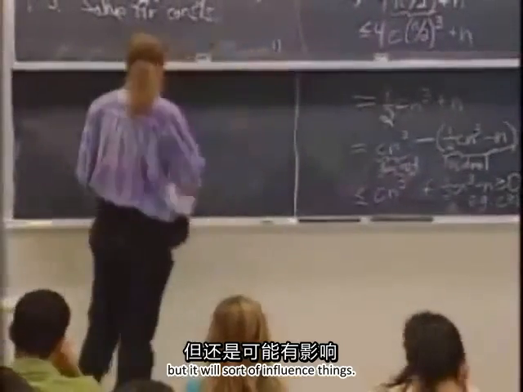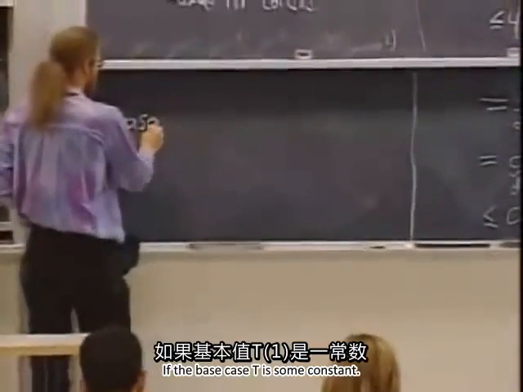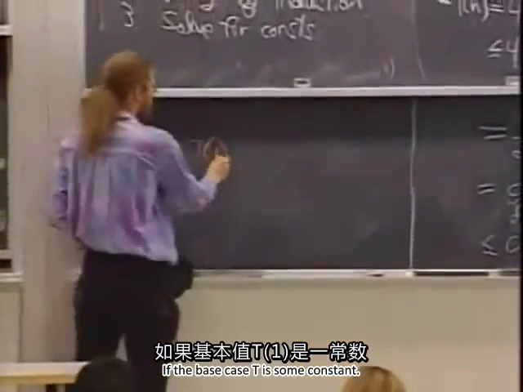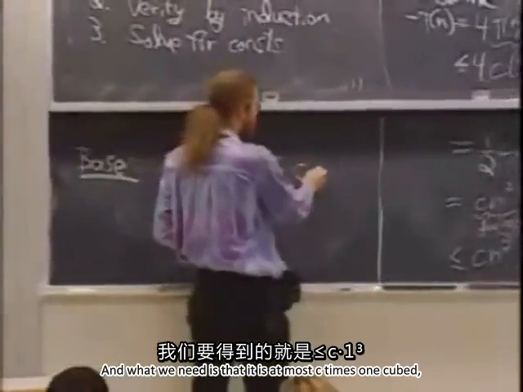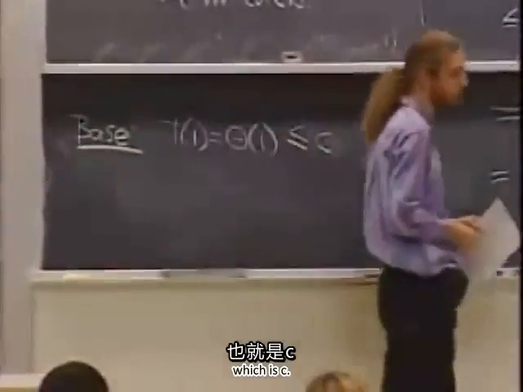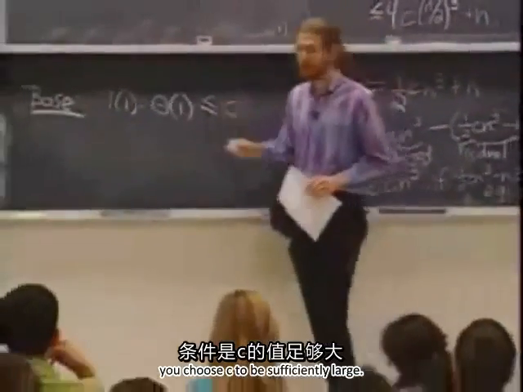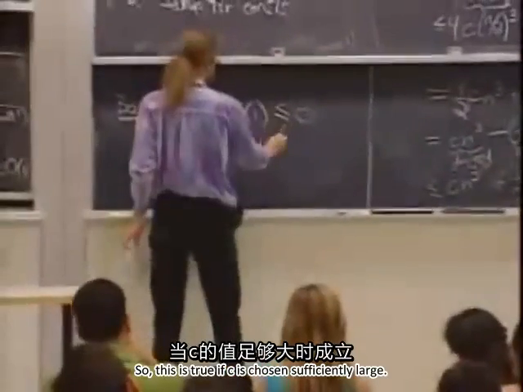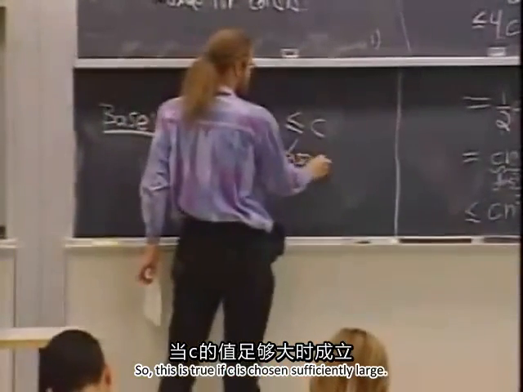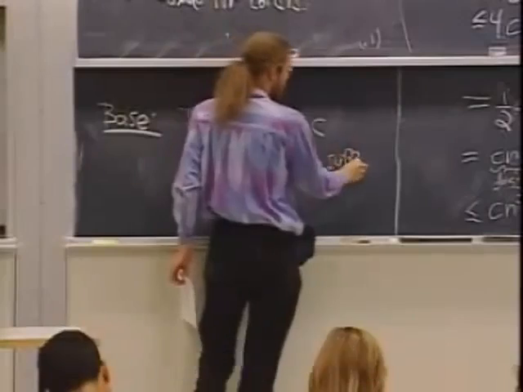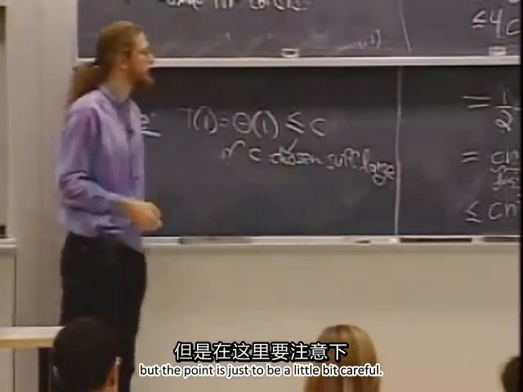But it will sort of influence things. So if the base case, T of 1 is some constant. And what we need is that it's at most c times 1 cubed, which is c. And that will be true as long as you choose c to be sufficiently large. So this is true if c is chosen sufficiently large. Now, we don't care about constants, but the point is just to be a little bit careful.